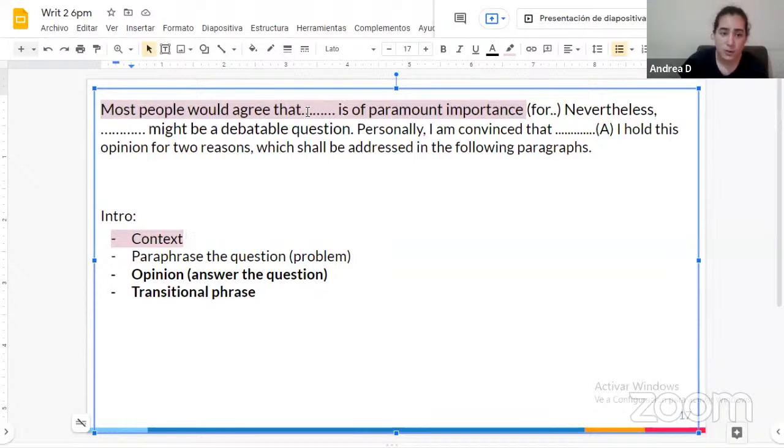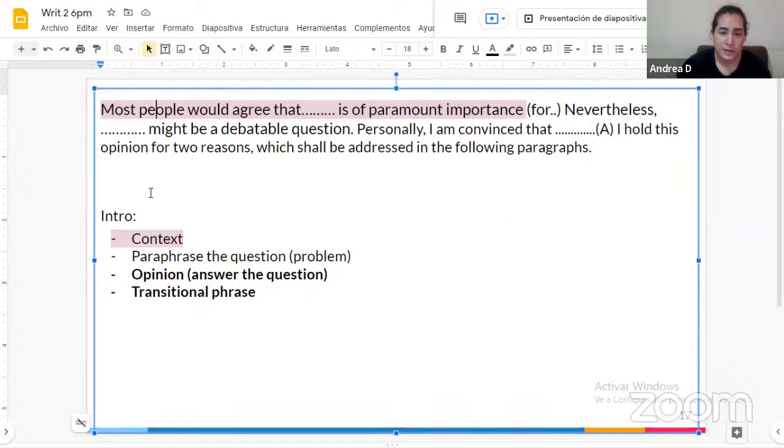Or you can just say, "Most people would agree that honesty is at the core of, I don't know, the values taught at home," or "honesty is key for educating children." So something that everyone would agree with. Okay, can anyone think of something we can say here to give some context? You don't necessarily have to use these words, but this is in case you don't know anything else to say.